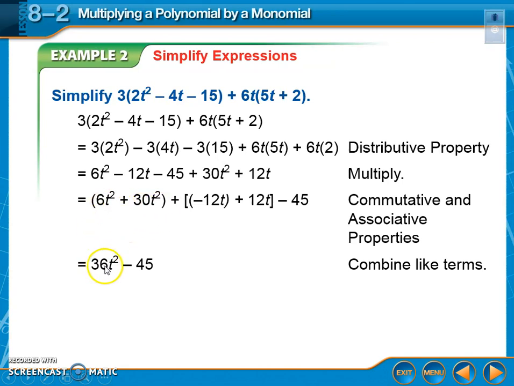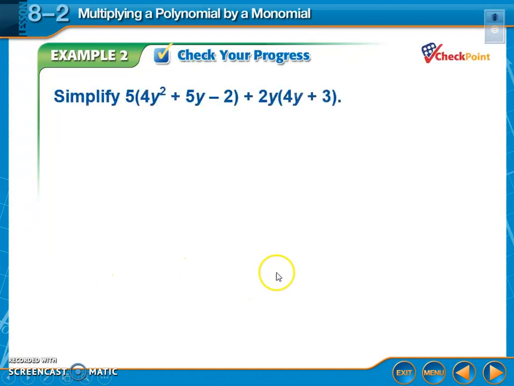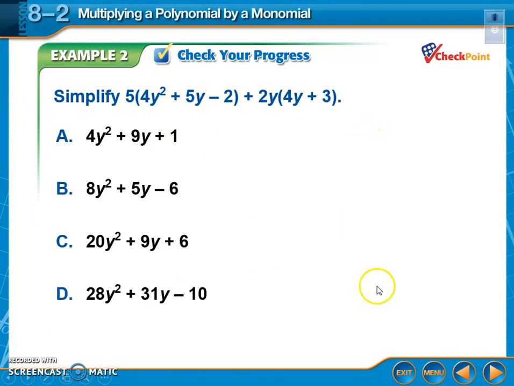30 plus 6 is 36. Negative 12 plus 12 is 0. That middle term is gone. And then negative 45 right there. Okay. Simplify this one out. I'm going to give you a couple seconds to pause the video and do the work. I'm sure you're all pausing the video right now. No, really. Pause the video, do the work. Did you get D? Hope so.